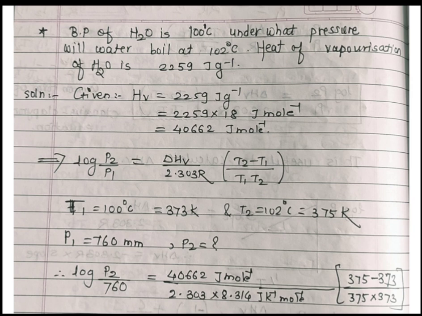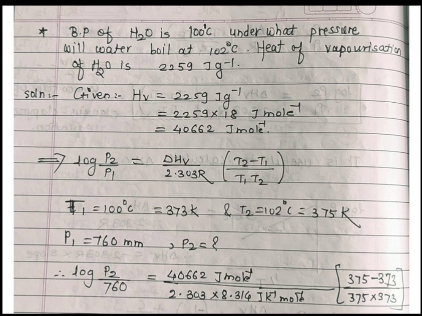The boiling point of water is, suppose, 100 degrees Celsius. Under what pressure will water boil at 102 degrees Celsius? The heat of vaporization of water is 2259 joule per gram. So the boiling point of water is given as 100 degrees Celsius, but we have to find out the pressure, and its elevated boiling point is given as 102 degrees Celsius, and del Hv is given as 2259 joules per gram.